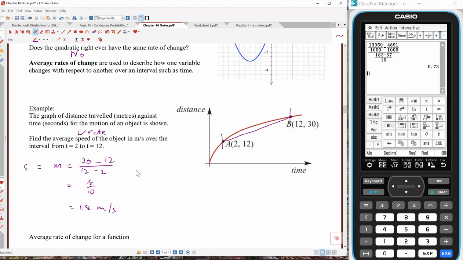Now, does it mean that it's 1.8 meters per second everywhere along here? No. That means on average between these 2 points, our rate is 1.8 meters per second. But we can see here that at any individual point, it's going to be different than the other point I choose.